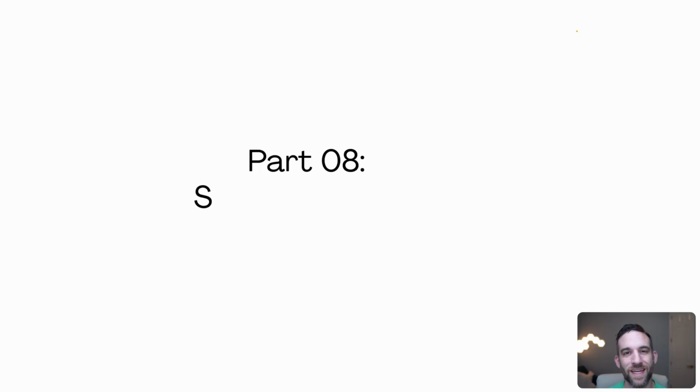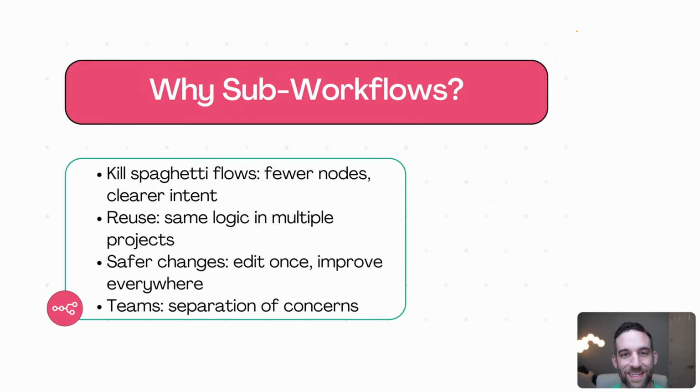So now we're going to go ahead and move on to the next section, which is part 8, and we're going to talk about sub workflows. Now, before we go into what that looks like in n8n, why am I even talking about sub workflows? Well, I think this is a really important aspect that I don't think many people take into consideration, especially for the pure reason of readability of these automation workflows, right?